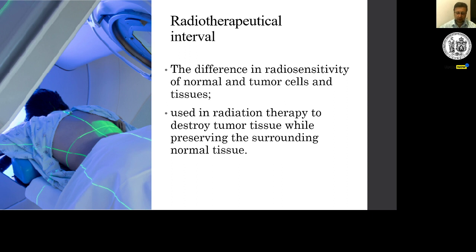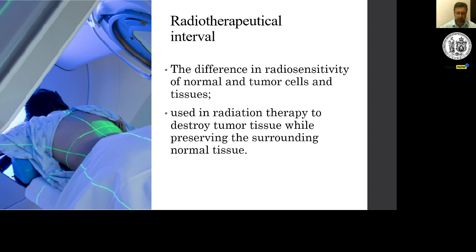Now we must talk about such an important thing as the radiotherapeutic interval. What is that? It's the difference in the radiosensitivity of normal and tumor cells and tissues. What is radiosensitivity? We will talk about it a little later, and we will also give a definition. The radiotherapeutic interval is used in radiation therapy to destroy tumor tissue while preserving the surrounding normal tissue which is located around the tumor.